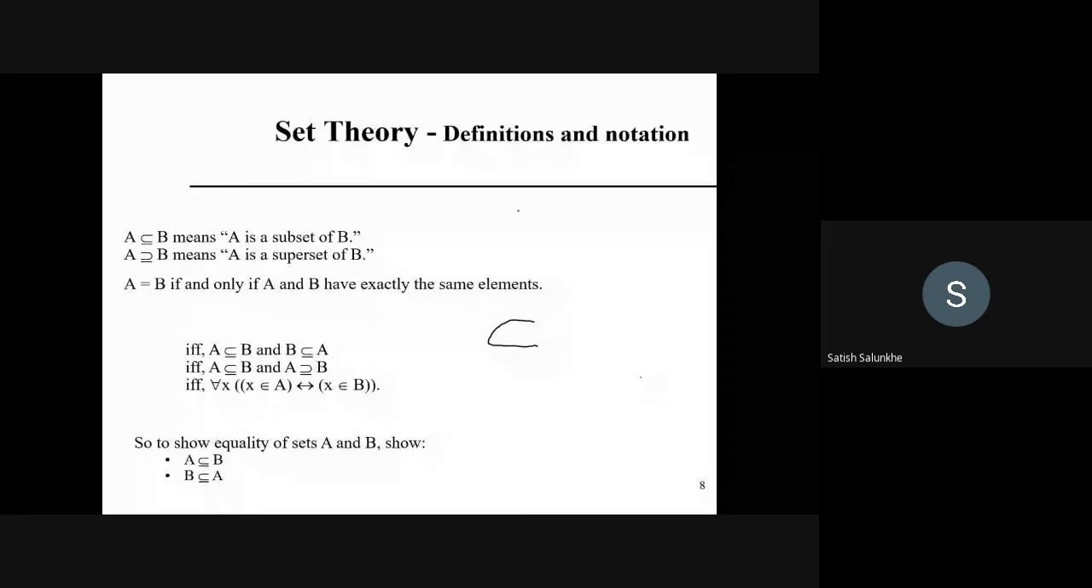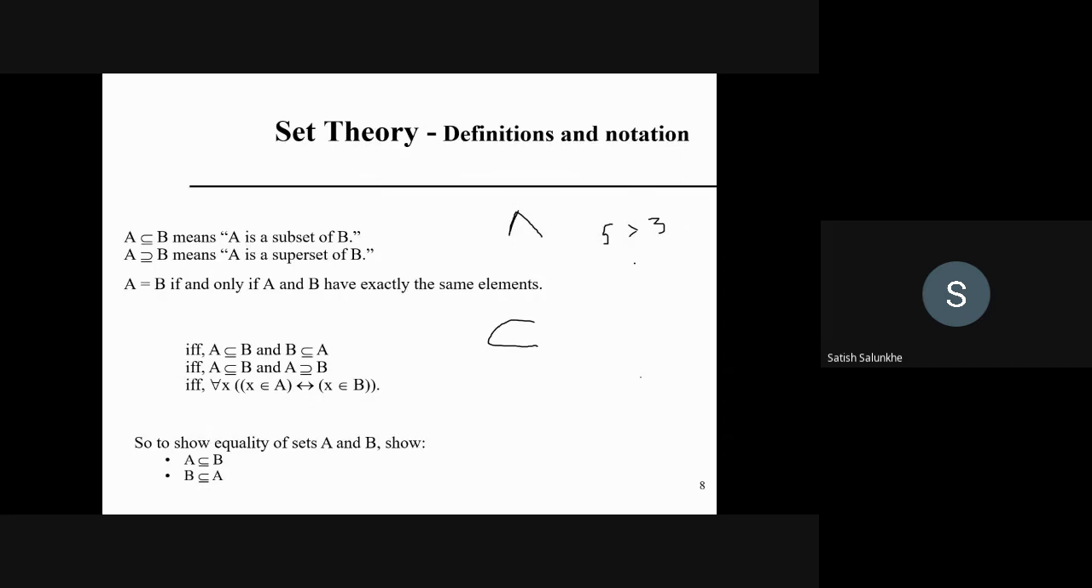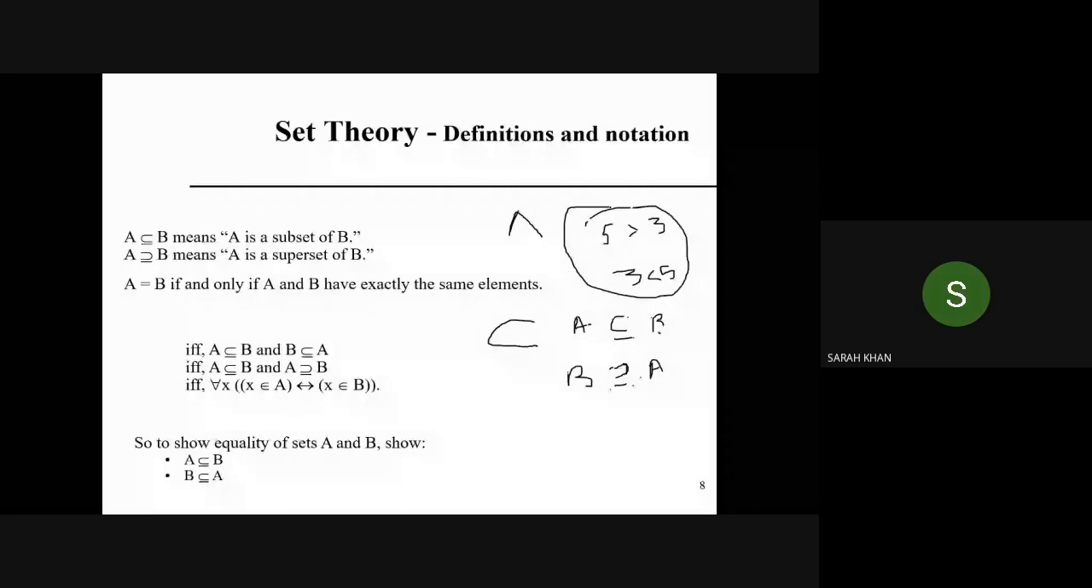Obviously, when I say 5 is greater than 3, I can alternatively say 3 is less than 5. In a similar way, when I say A is a subset of B, I can also say B is a superset of A. Please excuse my handwriting. Is it clear?